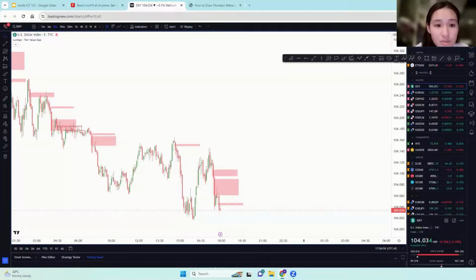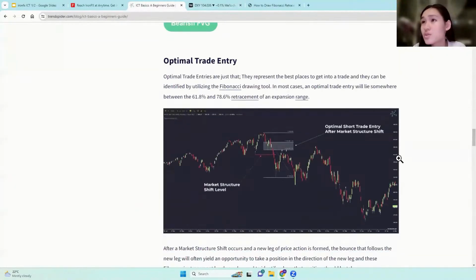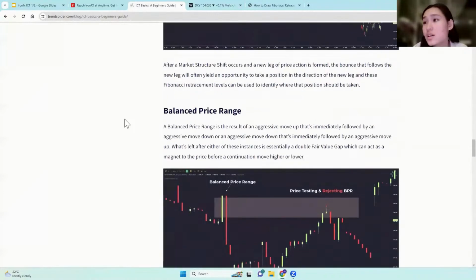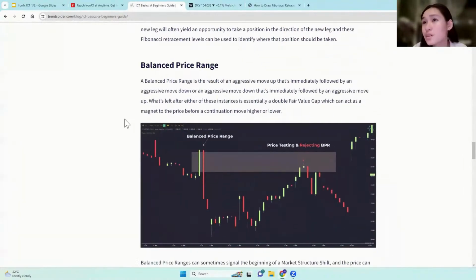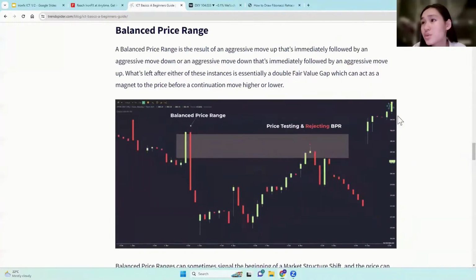So this is basically what I mean by a double fair value gap. You can look at this website as well, but basically this is what we are looking at.